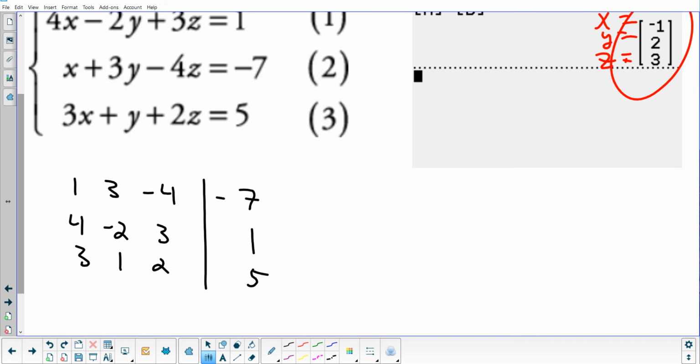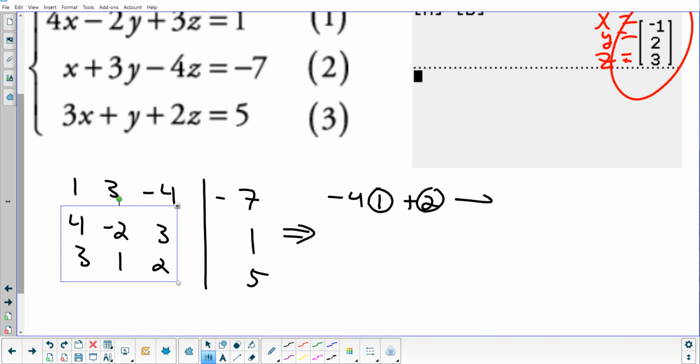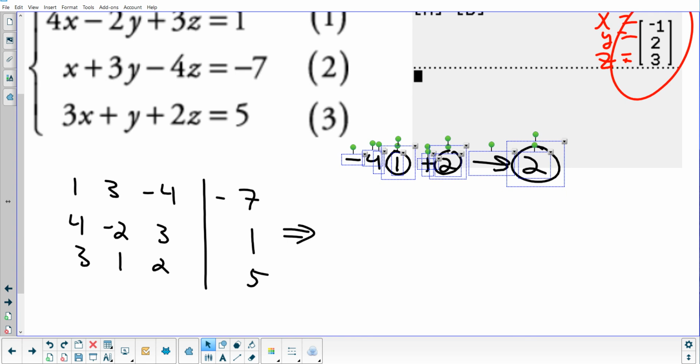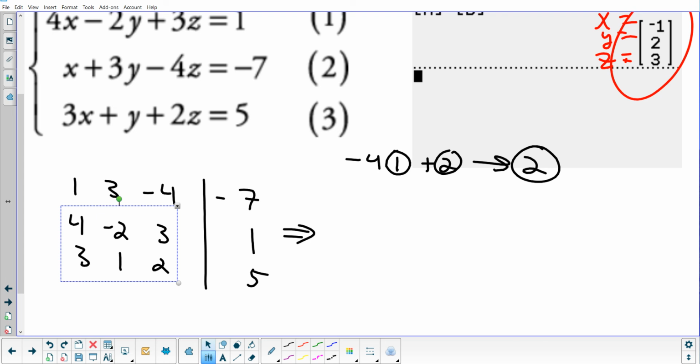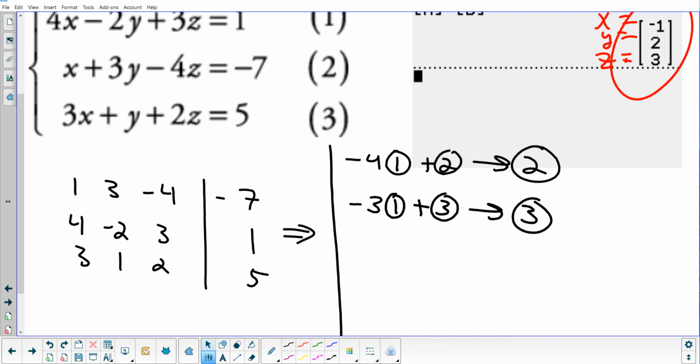So what would you multiply the top row by to cancel the 4? -4. All right, so -4 times the first row, added to the second, and that will replace what's in the second row. Now, what would you multiply the top row by to cancel the 3? -3. This is why you always want a 1 in the upper left, because then it makes it easy to multiply by a number without a fraction. So -3 times the first row, added to the third, and replace what's in the third row.